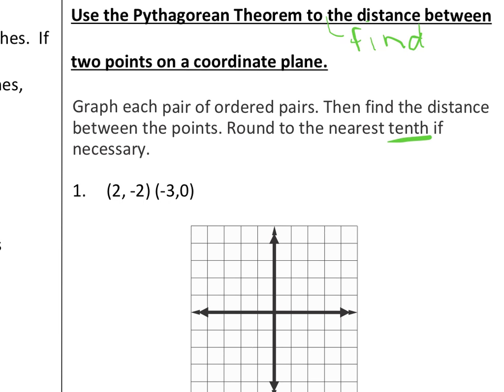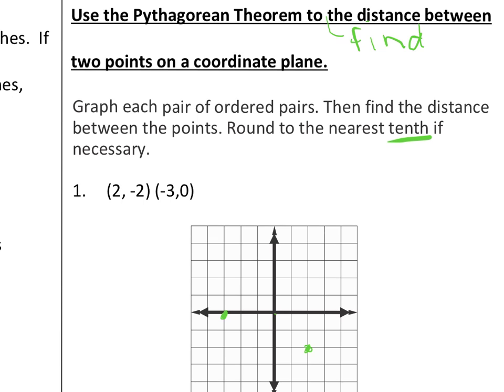So let's start by graphing our 2 points. The first point that's given to us is 2, -2. So remember, I start at the origin, and I'm going to go right 2 and down 2. So our first point, 2, -2, is here. Then the next point is -3, 0. So that means I'm going to start at the origin and go left 3. And then the 0 means I'm not going to go up or down at all. So that would be our 2 points.